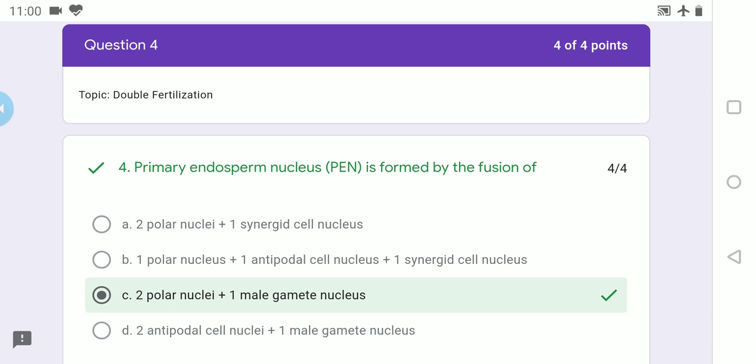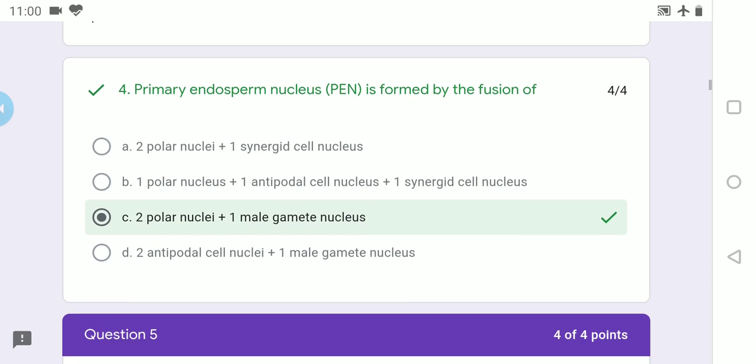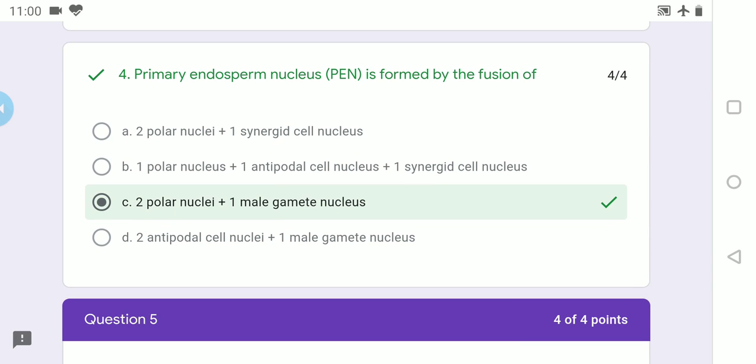Next question. This question is also related to double fertilization only. Note down. Now, let me read the question: the primary endosperm nucleus, that is PEN, is formed by the fusion of what? Just now, when we were discussing the earlier question, I told you that during double fertilization, one of the male gametes fuses with the egg nucleus, that is n. This is called syngamy, while the other male gamete, n, fuses with the secondary nucleus 2n in the central cell to form a triploid primary endosperm.